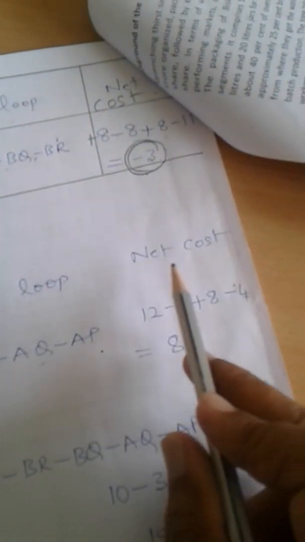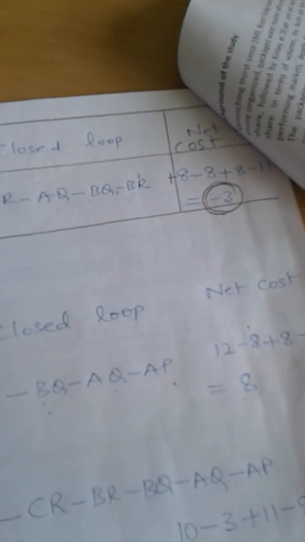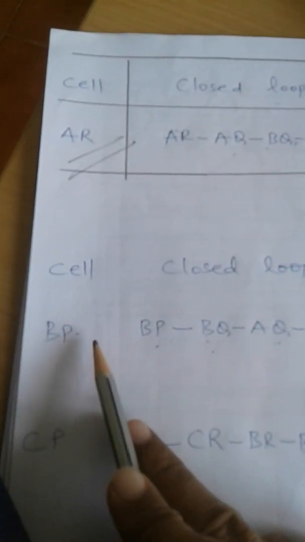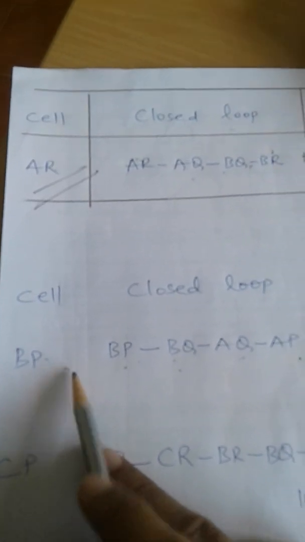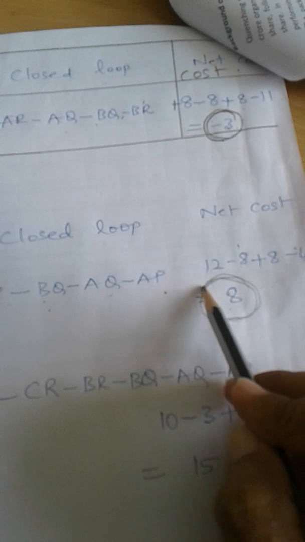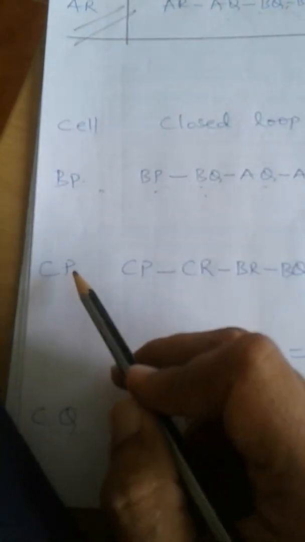When you solve this, you will get the answer as 8. That means you have to pay extra 8 rupees if you are going to transport from cell B to P. Okay, so there is no profit, instead there is more cost. So we cannot use this particular alternative for transportation. Next is CP.